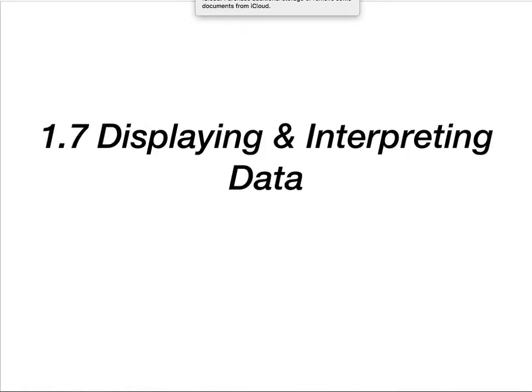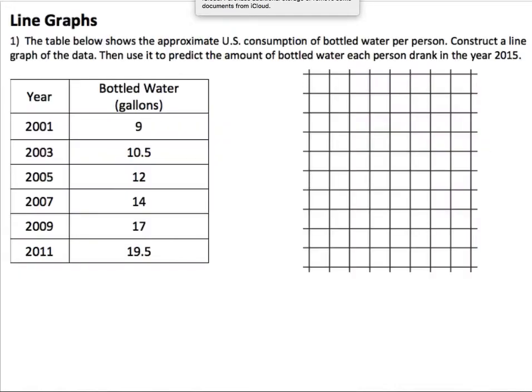Today you're going to learn about alternate ways of displaying and interpreting data from an experiment. The first method of displaying data is drawing a line graph.